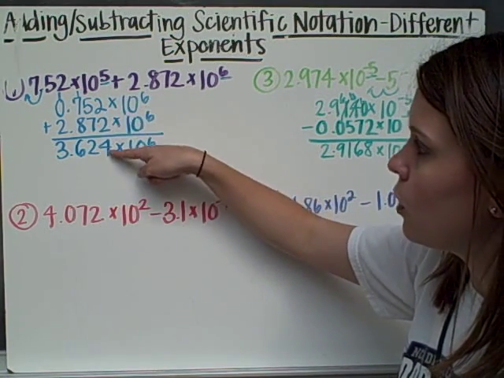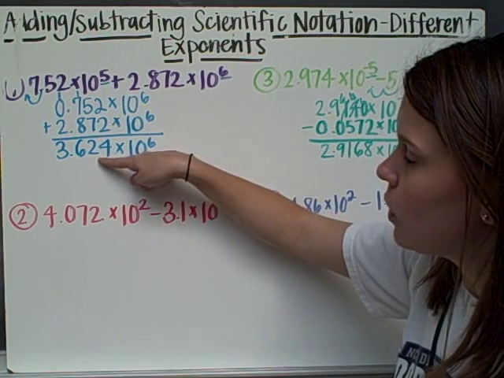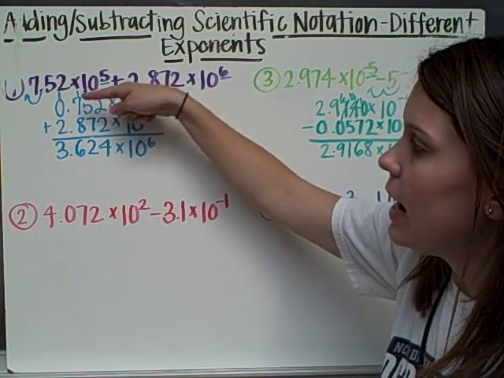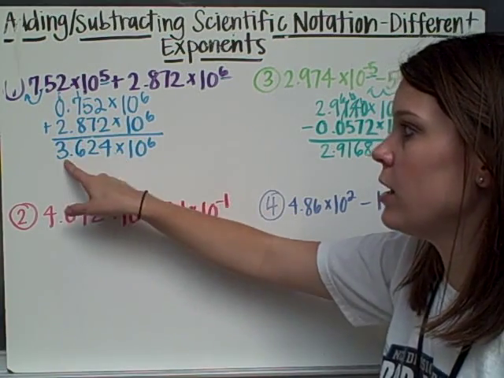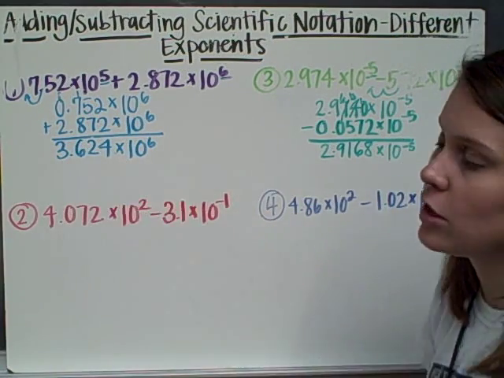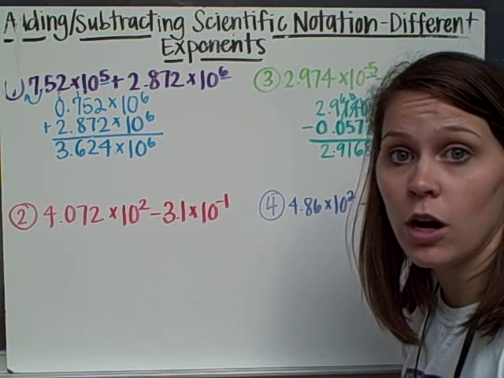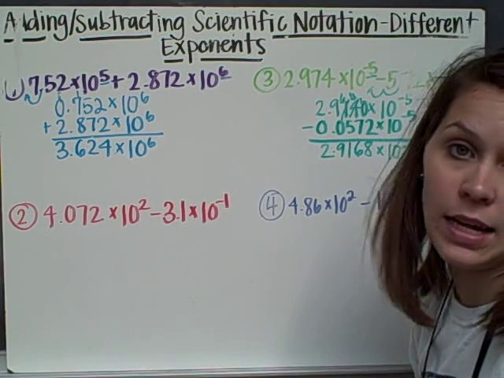2 plus 2 is 4. 5 plus 7 is 12. Carry the 1. 8 plus 7 is 15, plus 1 is 16. Carry the 1. 2 plus 1 is 3. So our answer is 3 and 624 thousandths times 10 to the 6th.